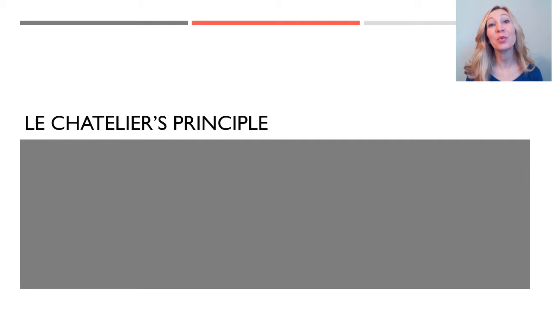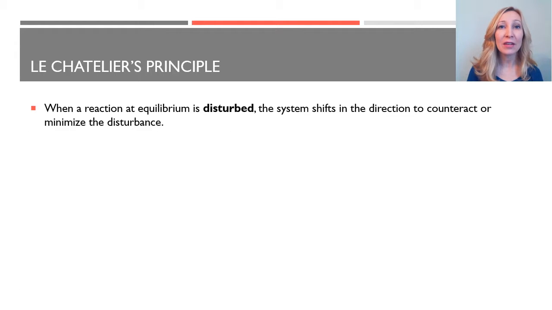In this video, you are going to learn about what happens when equilibrium is disrupted somehow. Now, the long and short of it is that if equilibrium is disrupted, the direction of the reaction will counteract or balance out this disruption. So the system will shift in a direction to counteract or minimize this disturbance. This is called Le Chatelier's Principle.